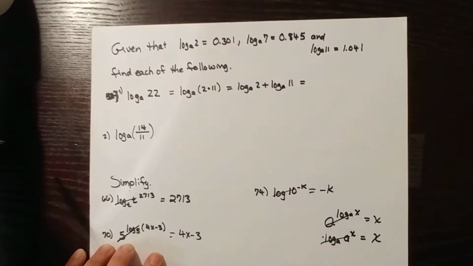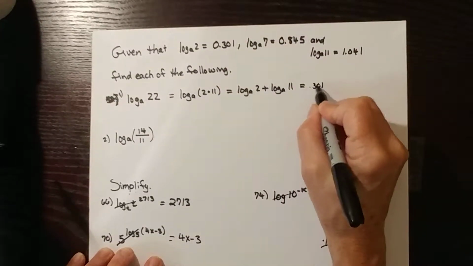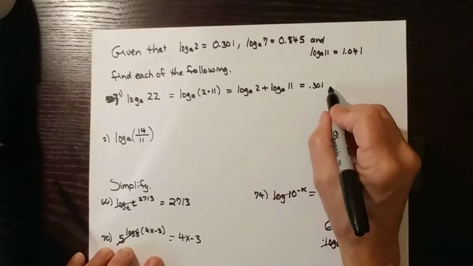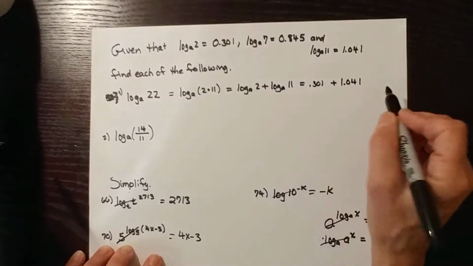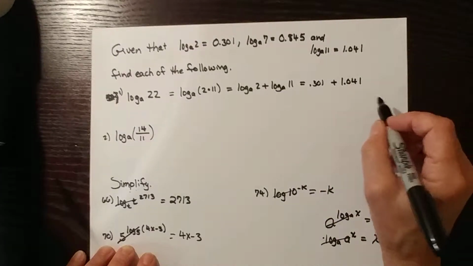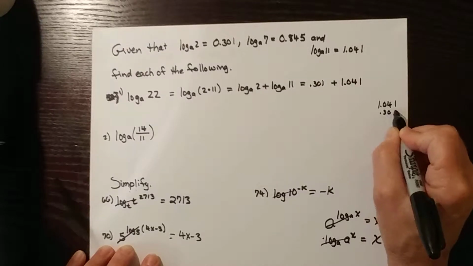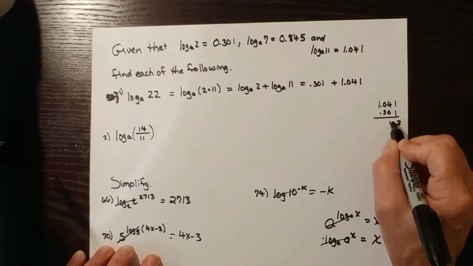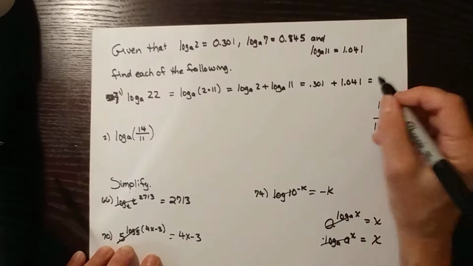And I know what log base a of 2 is. It's 0.301. And I know what log base a of 11 is. It is 1.041. So I just add those two numbers together. And I don't have my calculator, so I have to do it by hand. 1 plus 1 is 2, 4, 3. This is equal to 1.342.